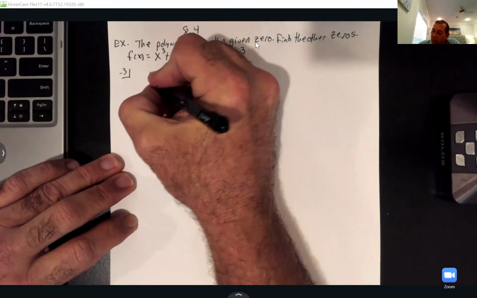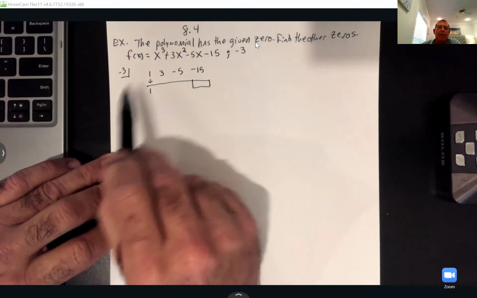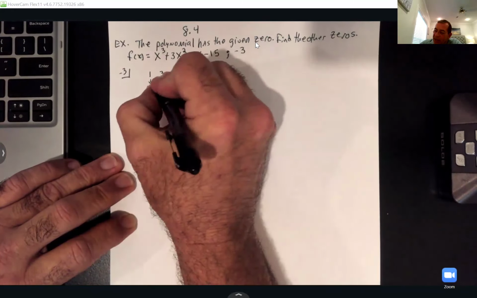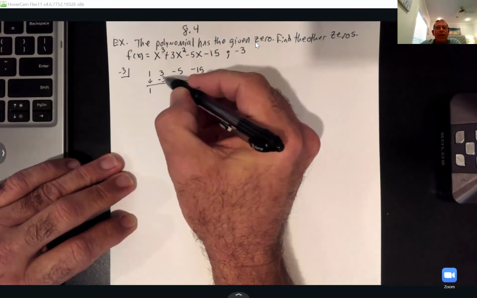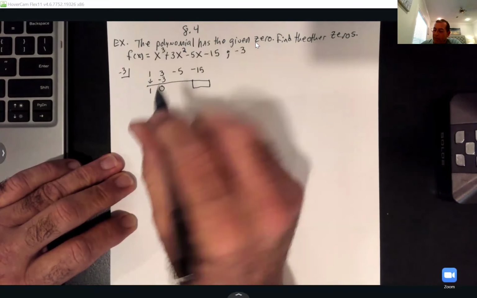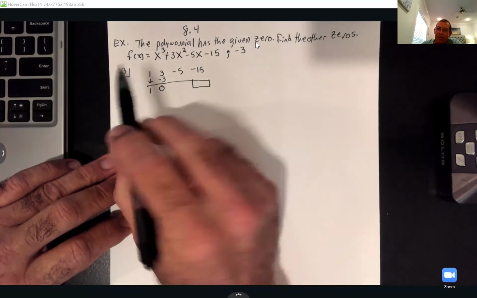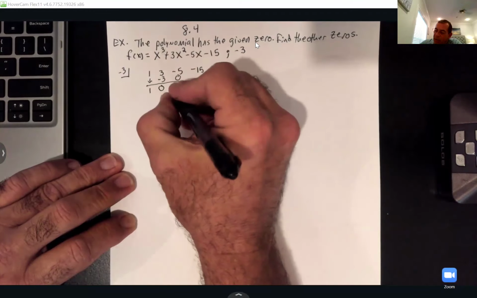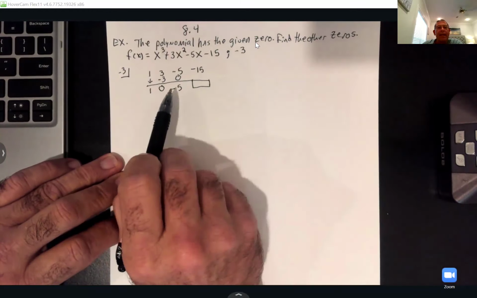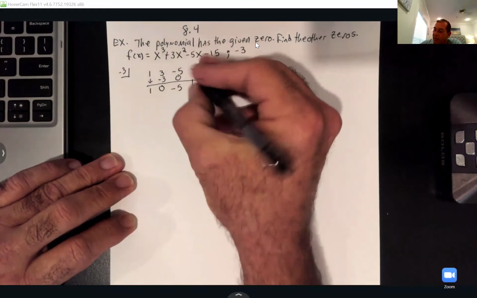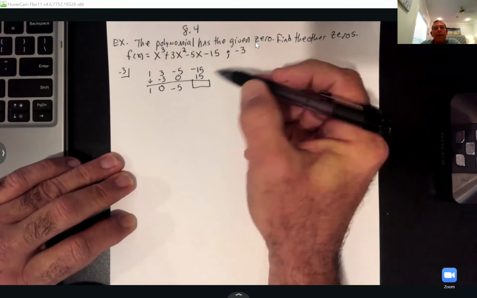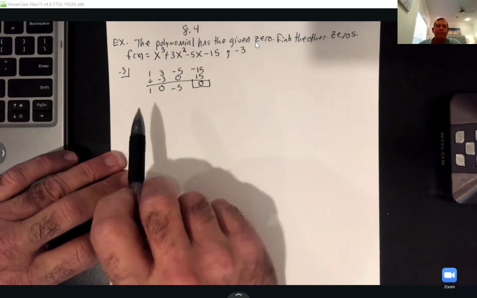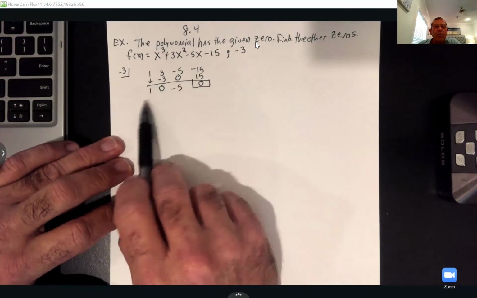So we will bring the 1 down, and then we're just going to start multiplying and adding. 1 times -3 is -3. 3 and -3 give me a 0. 0 times -3 is 0. -5 plus 0 is -5. And then that -5 times -3 is a positive 15. And y'all, -15 and 15 give me a remainder of 0. So let's see what these numbers mean.